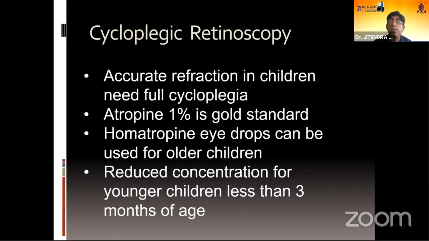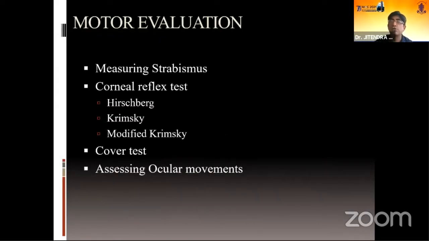Another very important aspect before we go to talking about strabismus evaluation is cycloplegic retinoscopy. An accurate refraction is very, very important because this controls your strabismus evaluation. So accommodation has to be controlled before you start going towards motor evaluation of strabismus. Motor evaluation of strabismus would be broadly divided into measuring the amount of deviation. Before you measure it, you have to qualitatively tell whether it is eso or exo. You have to do a cover test.